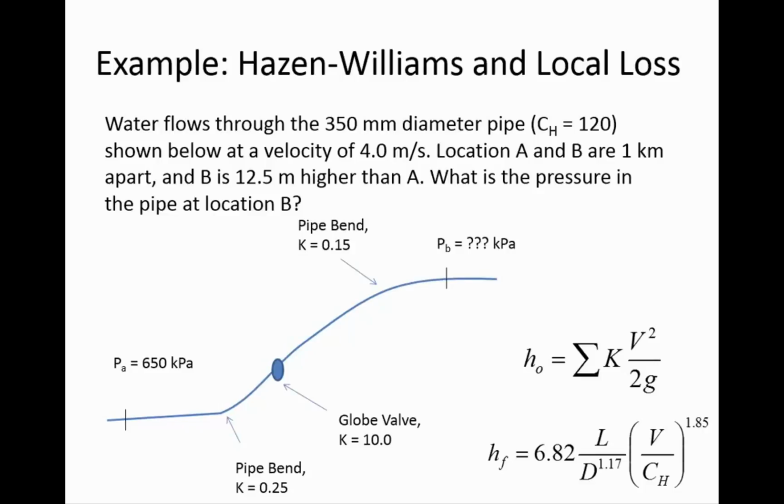So this 21.3 would be problematic, and we'd need to put in a booster pump, or we'd need to get a larger pipe diameter. There's a number of things that, as a hydraulic designer, you could do to try and increase the pressure at that downstream location B.